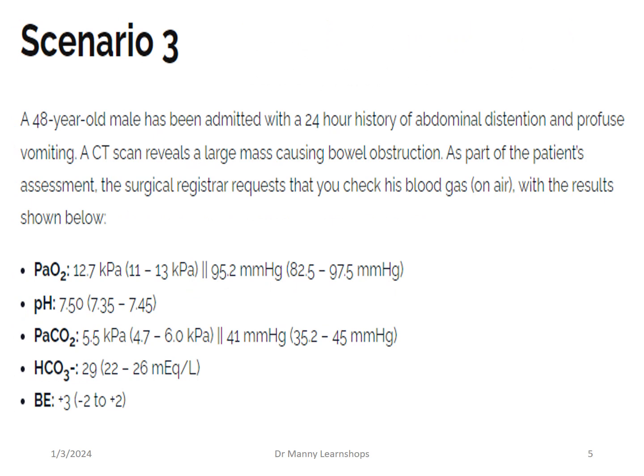When we look at scenario 3, we've got a 48-year-old male who's been admitted with a 24-hour history of abdominal distension and pain, profuse vomiting. A CT scan reveals a large mass causing a bowel obstruction. As part of the patient's assessment, the surgical registrar requests that you check his arterial blood gases on room air, and the results are shown below.